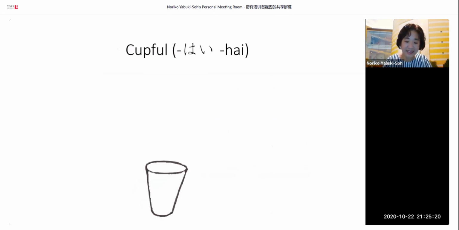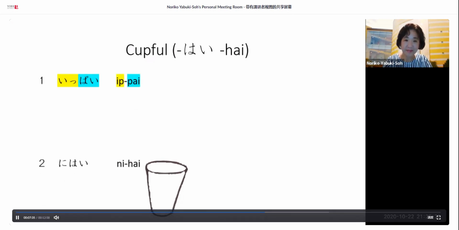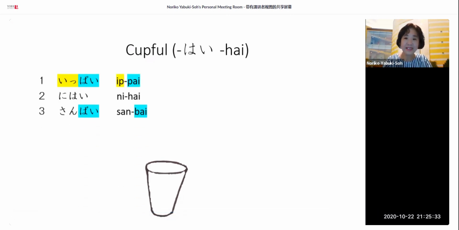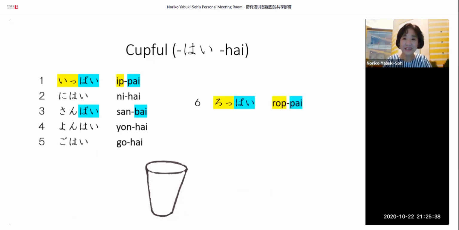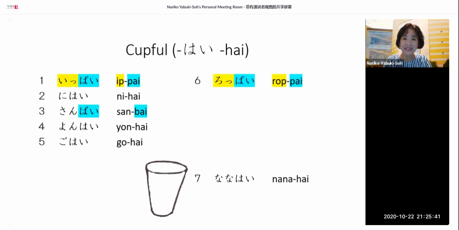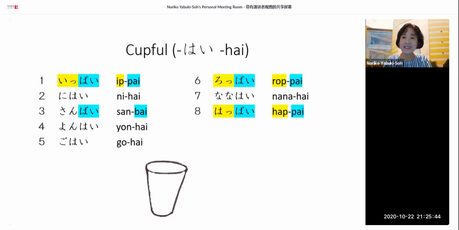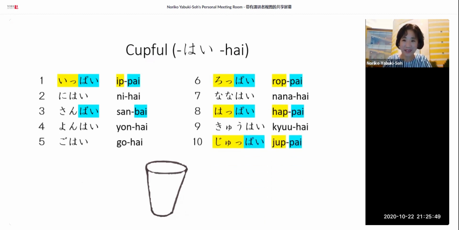Cups and glasses, the irregularity is similar to hon. Okay, one cup or one glass would be 1杯, 2杯, 3杯, 4杯, 5杯, 6杯, 7杯, 8杯, 9杯, and 10杯. Question word, 何杯? As in, 何杯飲みましたか? How many glasses or how many cups did you have?